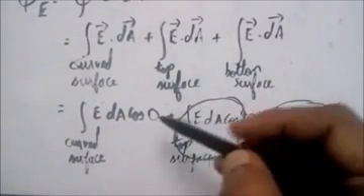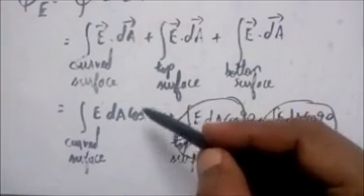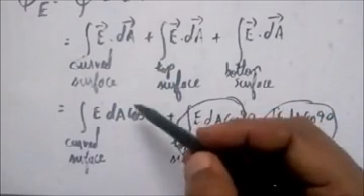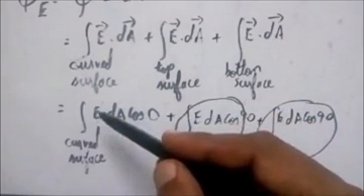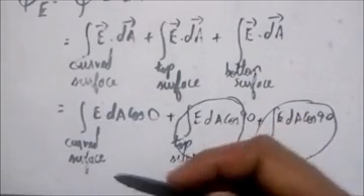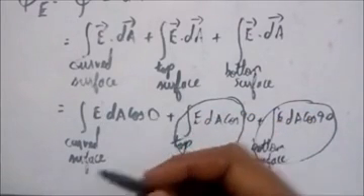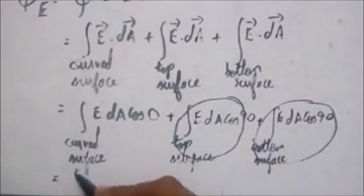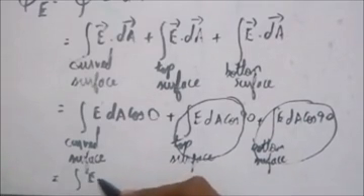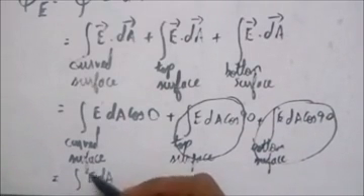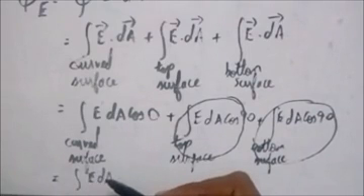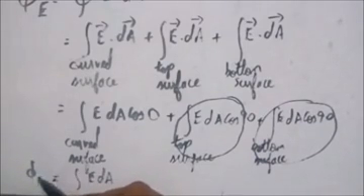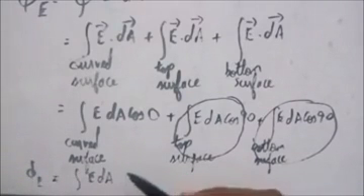But let's take the first one, cos 0. What is the value of cos 0? Cos 0 value is 1. So we'll get the closed integral of E dA, because cos 0 is 1. Let me write that down here. So this will give us the electric flux here. So phi E is equal to the integral of E dA. Now we'll see this in more detail.